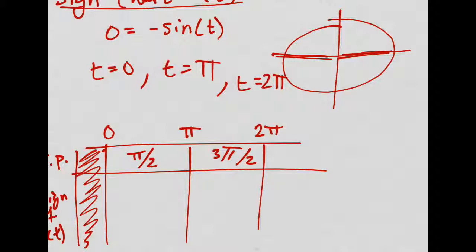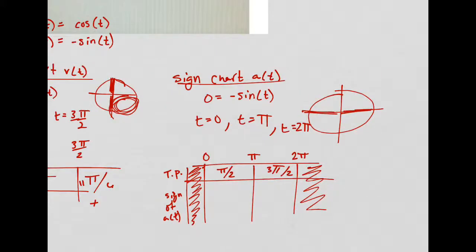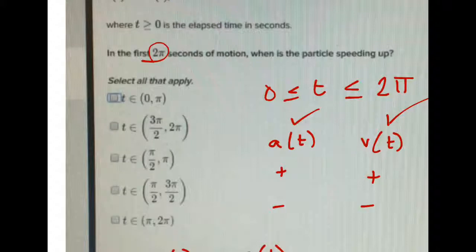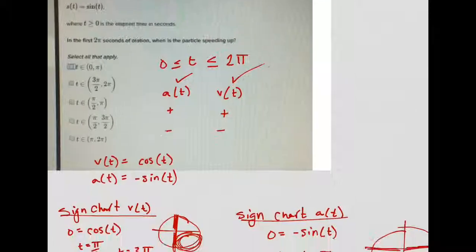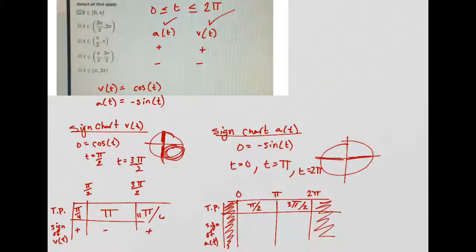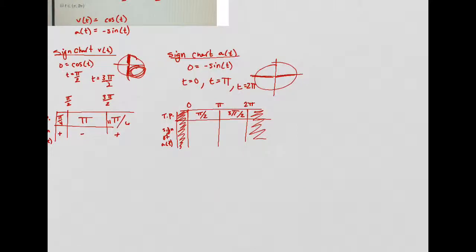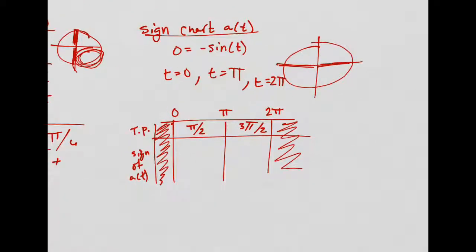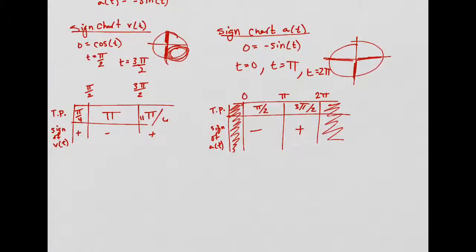And we actually don't care about anything above 2 pi, because it says in the first 2 pi seconds of motion what's happening. When is the particle speeding up? We want speeding up. If we plug in pi over 2, sine of pi over 2 is positive 1, but then we have that negative, so we get negative. And 3 pi over 2, sine of 3 pi over 2 is negative 1, times that negative, that's a positive.